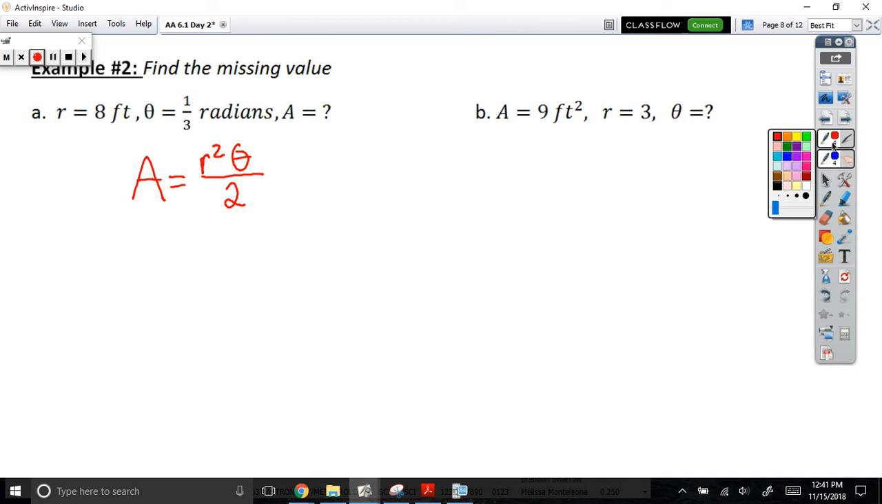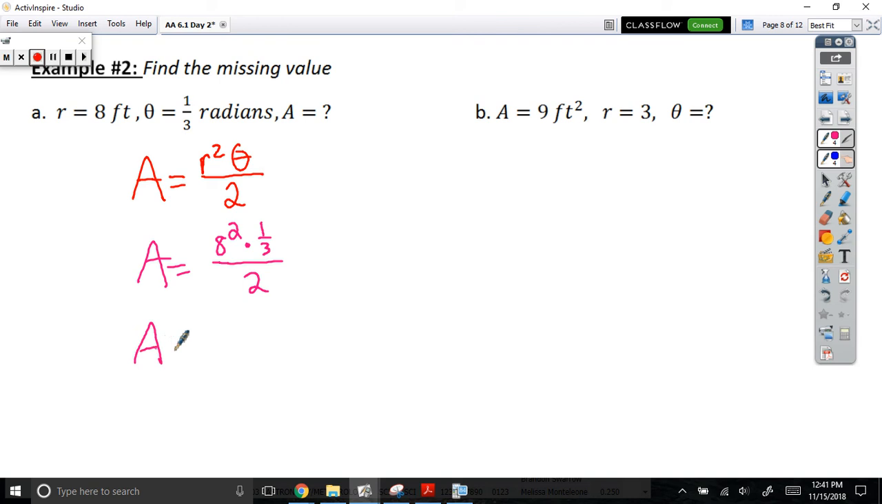Change it to be. All right, so they give us the radius. Plug that in. They give us theta. This is actually going to be harder. That's okay. Because it's a fraction. I'll show it the other way too. So do your exponents, 64 times 1/3, which will just be 64 thirds. Okay, remember, anytime it's not a fraction, just force it to be a fraction. So now we have what's called a complex fraction, a fraction within a fraction. How do I simplify this?